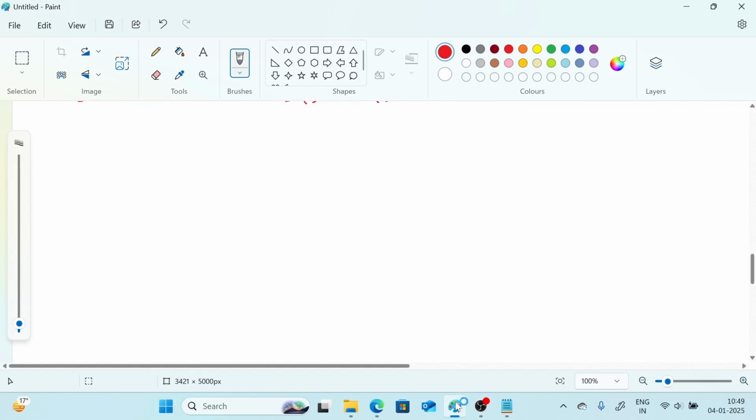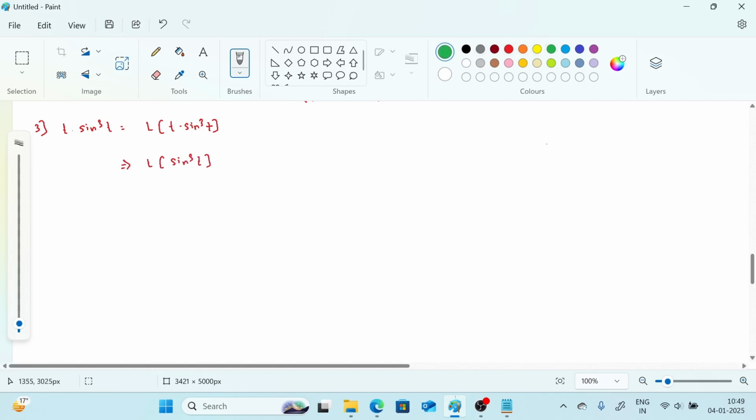Now we are moving towards example 3. This is example 3: t sine cube t. T sine cube t. What we have to do? Find Laplace of t sine cube t. We'll go one by one. First, we are going to identify Laplace of sine cube t.